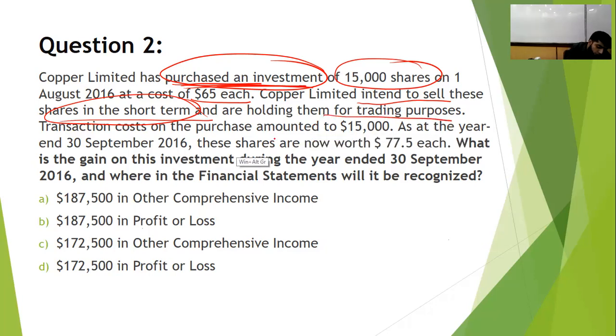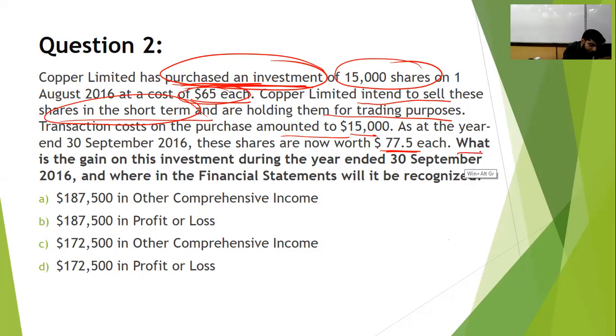Okay, transaction cost on the purchases amounted to $15,000. And what we have seen in the summary is that if you are recognizing this investment at fair value through P&L, any transaction cost we pay will be recognized in P&L and will not be capitalized. So there is a transaction cost of $15,000. As at the year end, that is 30th September 2016, these shares are now worth $77.5 each. When we purchased these shares, the price per share was $65 each, and now the price is $77.5 each.